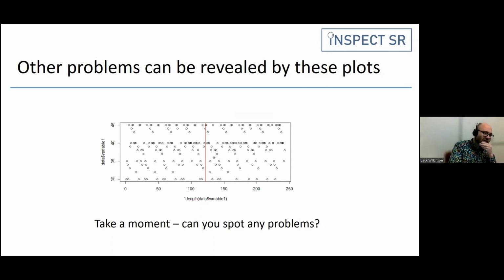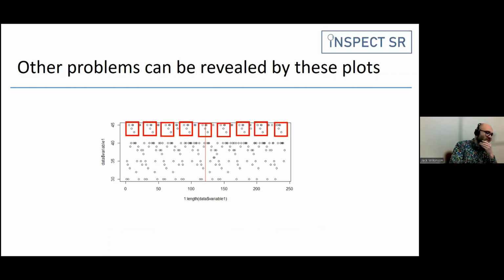So here's some data I've fabricated. Take a moment to look at this. Can you see any problems in the data? I'll give you a few seconds. Okay, well, you may have spotted, and I've highlighted some of it here, that there are clearly repeating sequences of values in the data set. In this example, I've just repeated sequences of values. And plots like these can be very effective in showing you those very quickly.